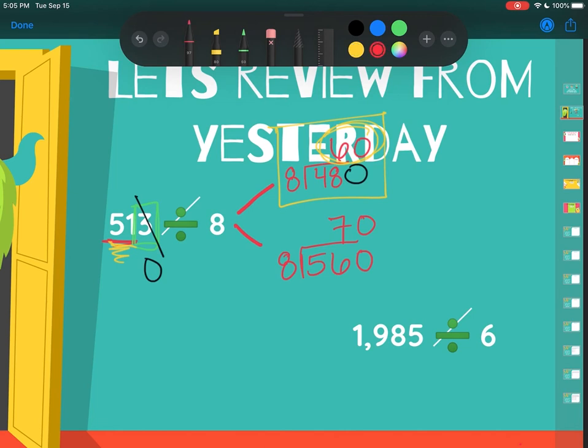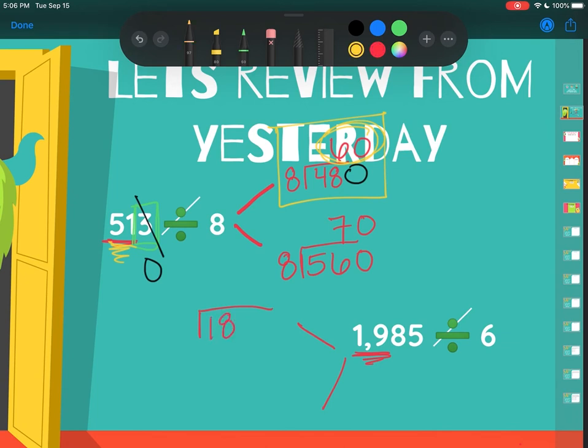Now, let's try it again with 1,985 divided by 6. So we're going to go this way. So I'm dividing by 6, so I have to think about what are my compatible numbers with 6. What are my multiples of 6? Well, when I'm dividing, 6 can go into 1, but it could go into 19, right? So 19 is what I'm using to start off basing my compatible numbers around. So I have to think about what is my multiple of 6 that's right below 19, and what are my multiples of 6 that are right above 19? Well, below 19 would be 18, right?